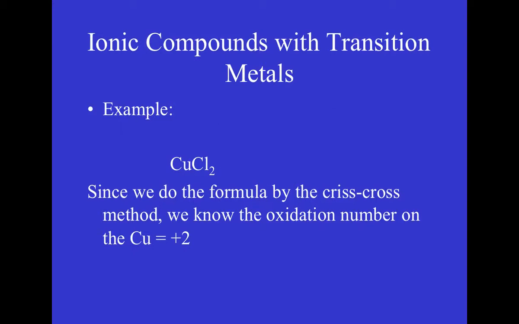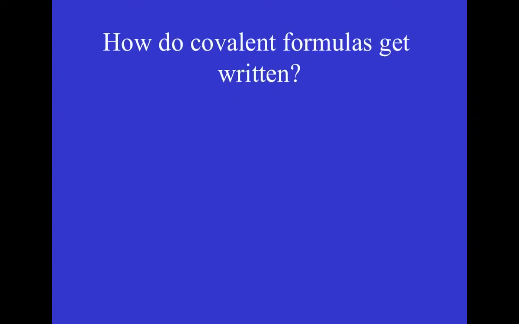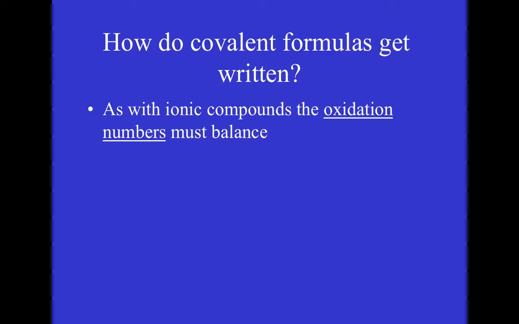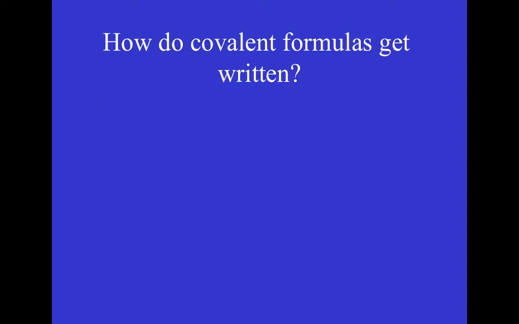Now let's take a look at the covalent side of things. As with ionic compounds, we have to have the oxidation numbers balancing. Now, unlike the ionic compounds, let me show you one here. With ionic compounds, I do have to make sure that I simplify. So for instance, if I have calcium and oxygen here, and I crisscross them, my formula would be Ca2O2. Now, both of my subscripts are 2.